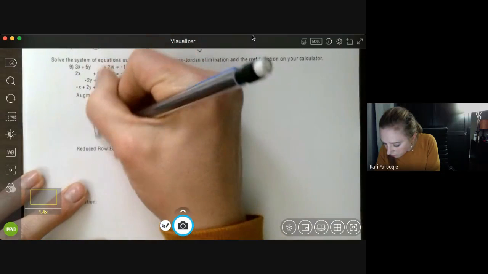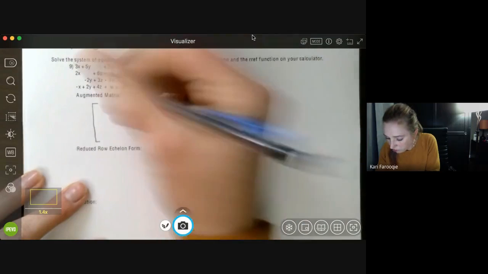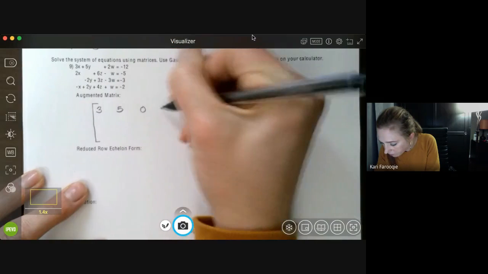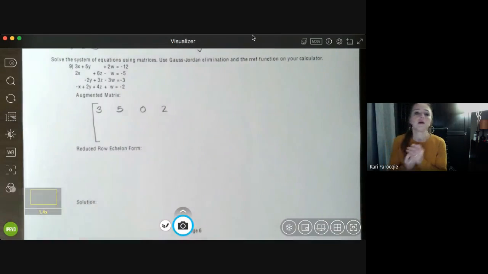So your augmented matrix, you're going to use your coefficients, starting with the first row. 3, 5, 0, 2. And it might seem odd, but usually whenever you are given a system with 4 equations and 4 unknowns, the W comes after the Z. Not always. Sometimes you'll see it as W, X, Y, Z. It can be either way. Just make sure that you maintain continuity here.